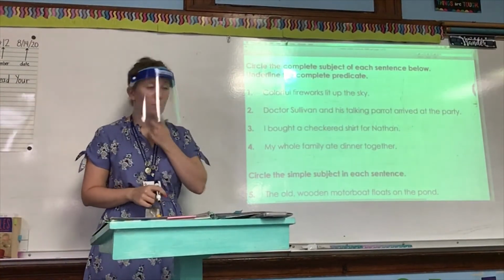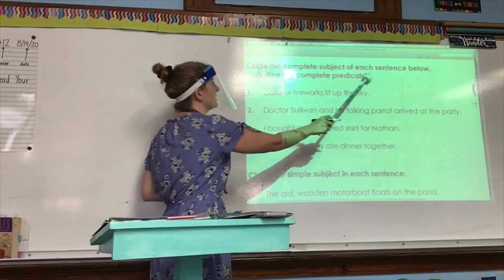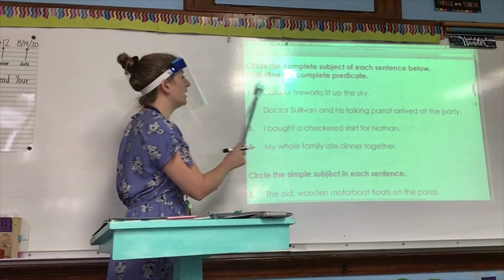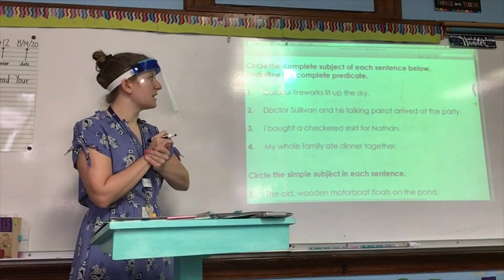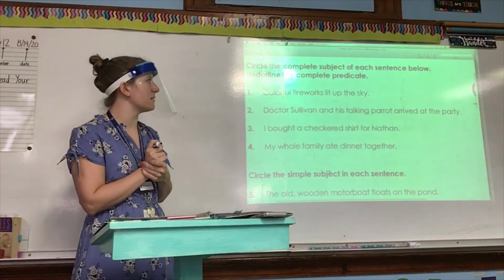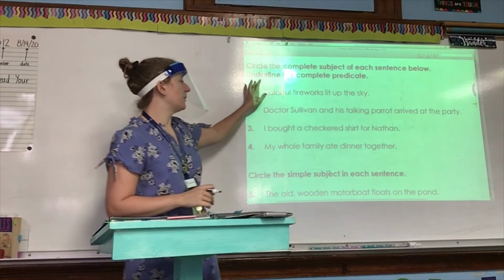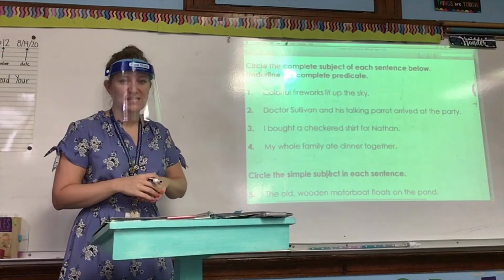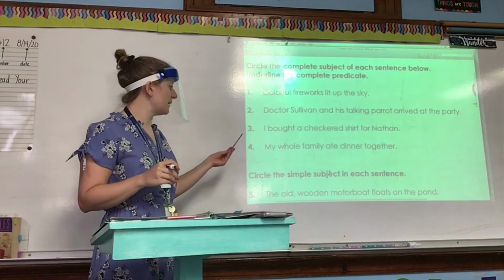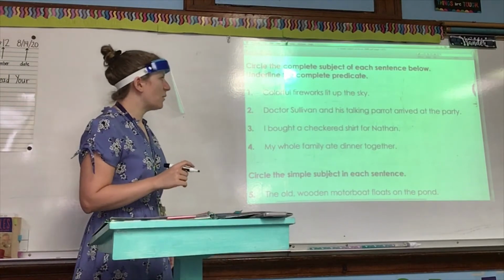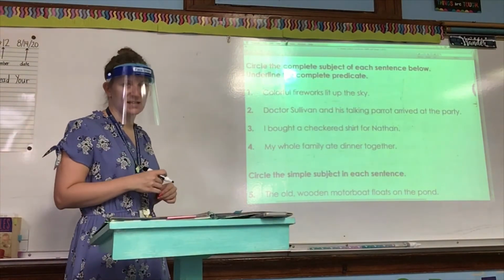The directions for number 1 through 4 say, circle the complete subject of each sentence below, underline the complete predicate. So first, we're looking for the complete subject and the complete predicate. Remember, the complete subject is every word that tells who or what the sentence is about. The complete predicate is every word that says what the subject is or does. So number 1, colorful fireworks lit up the sky. Zari, what is the complete subject? That means all the words that tell who or what the sentence is about.